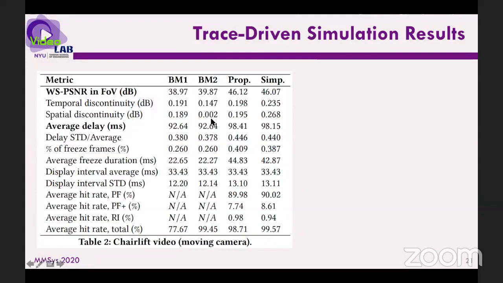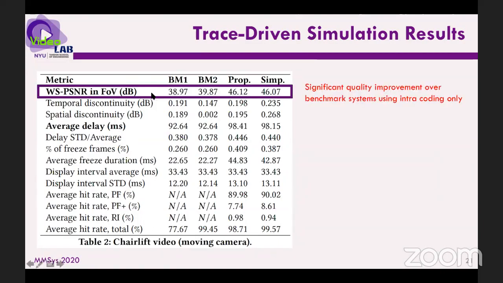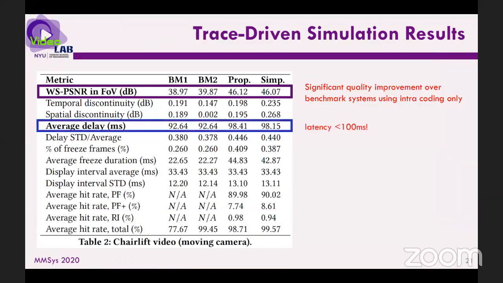This is an evaluation of the proposed system and comparison with some other benchmark systems. As shown here, the proposed system can achieve significantly higher quality compared to benchmark systems, which only use intra-coding in the predicted FOV. All the systems use similar rate allocation, therefore they achieve about the same delay. In all the systems, we were able to achieve a delay less than 100 milliseconds.